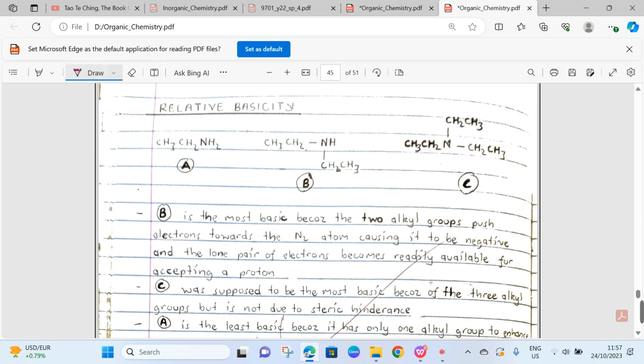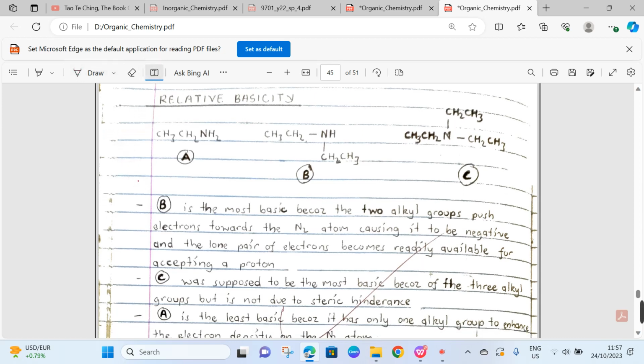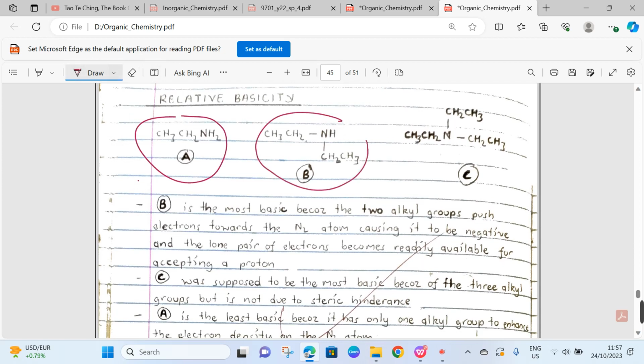I need to explain a few things here. We've got three molecules here, A, B, and C, all of which are amines. And all these amines have a nitrogen atom which has a lone pair of electrons readily available for proton acceptance. Okay, all of them have got this nitrogen atom with a lone pair of electrons that is available for proton acceptance. Now, B is said to be the most basic of these three compounds.